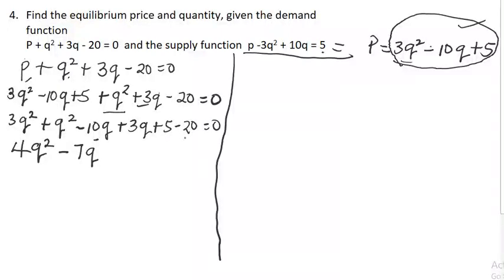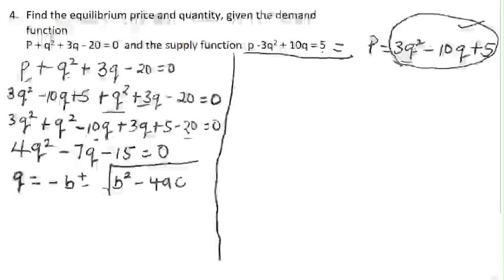Plus 5 minus 20, you can also look at it that way. You are owing 20 and you have 5 to pay, you'll still be owing 15. So plus 5 minus 20 will give us minus 15 equals 0. What do we have here? Quadratic equation. Alright, so using the quadratic formula, let's solve for q. q equals, remember the quadratic formula, minus b plus or minus root b squared minus 4ac over 2a.